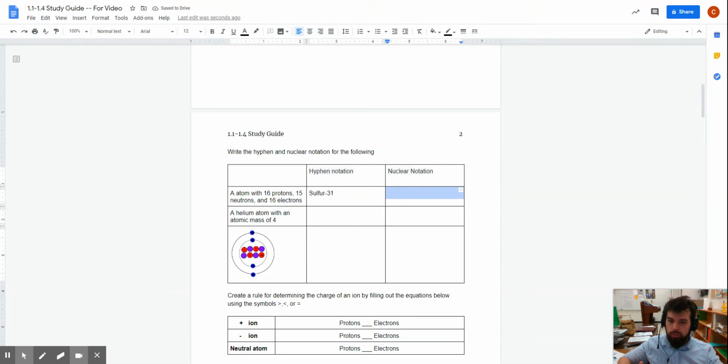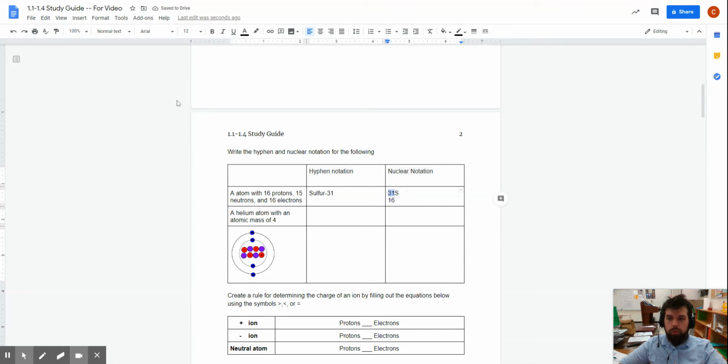Now I need nuclear notation. This one's going to look a little funky because it's hard to do a superscript and a subscript right next to each other, but we'll try it out. So for this, it's just a chemical symbol. And then to the left of it on top, I need my mass. And then below the mass, I need the atomic number. There you go. It's as easy as that.